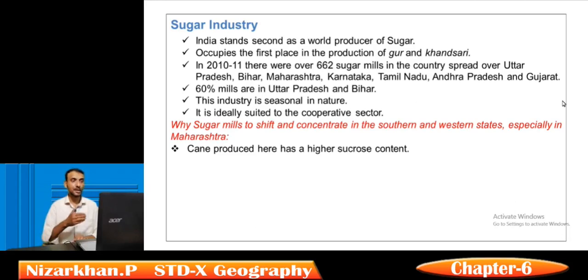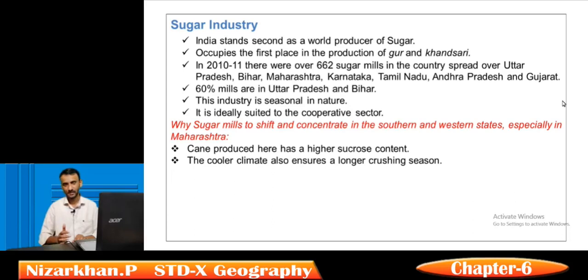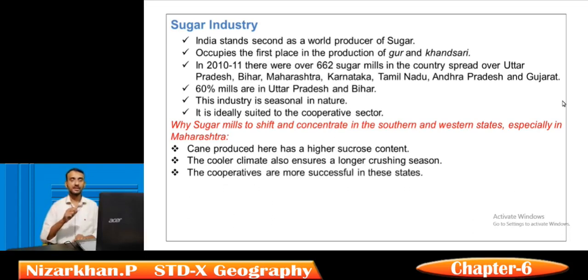And also the cooler climate ensures a longer crushing season. During the harvest, the crushing season, the cooler climate is needed, and that is also available there. And also the cooperative sectors are more successful in these states.